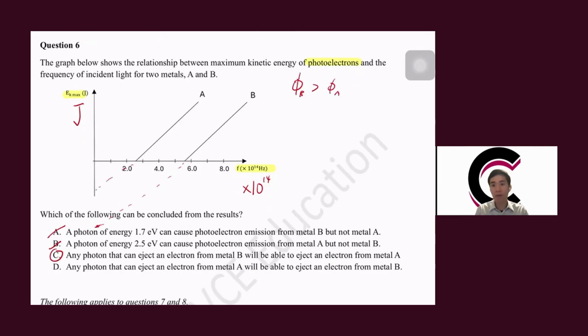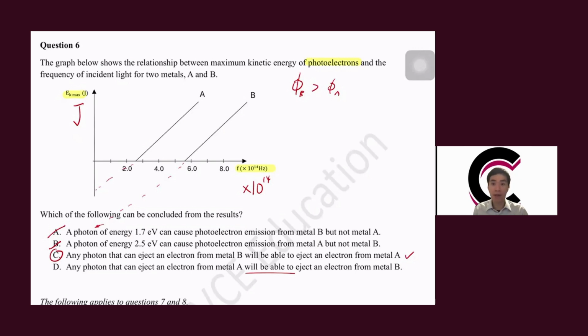So if a photon has enough energy to overcome the work function and therefore eject the electron out, there should be no issues with metal A, right? So conceptually, this is a correct statement. But it doesn't work vice versa, because if it's enough energy for metal A, sure, but that may not be enough for metal B. So this cannot be concluded. It's inconclusive. Therefore, the best choice is option C.